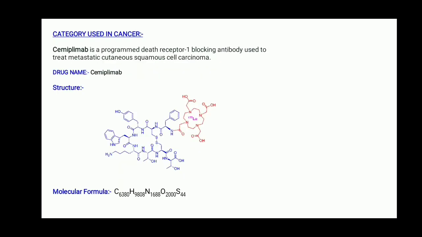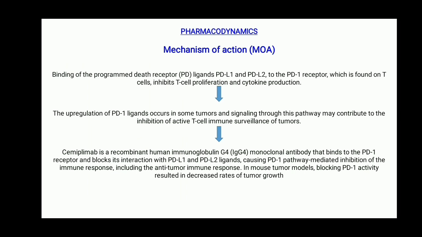Now we'll see in detail about cemiplimab. Cemiplimab is a programmed death receptor 1 blocking antibody used to treat metastatic cutaneous squamous cell carcinoma. Here is the structure and molecular formula of cemiplimab. Now we'll see the pharmacodynamics of cemiplimab.